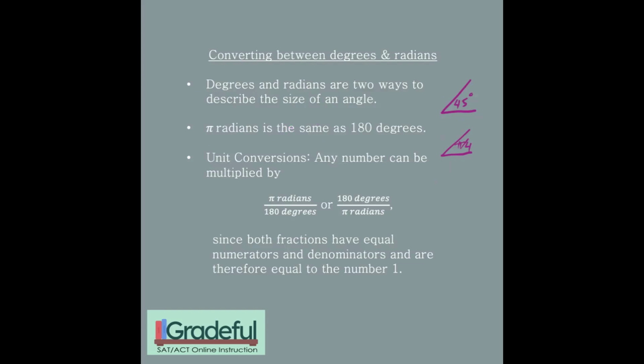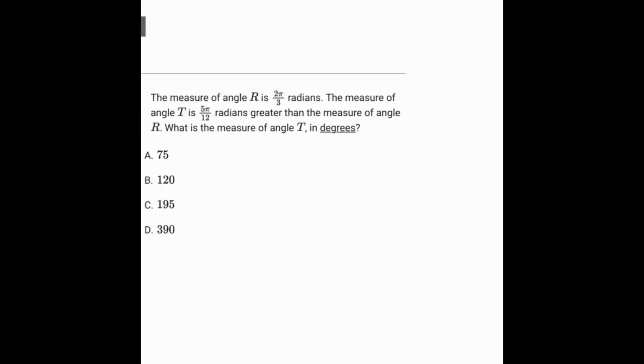But the conversion you need to know is that pi radians is the same as 180 degrees. That means that I can multiply anything I want by either pi radians over 180 degrees or by 180 degrees over pi radians, because both of those things are just the number 1. Because when you have a fraction where the numerator and denominator are equal, then it's just equal to the number 1. And when you multiply by 1, nothing happens.